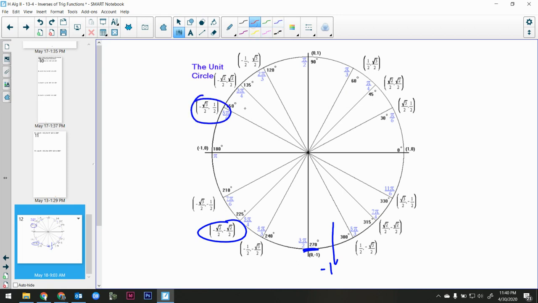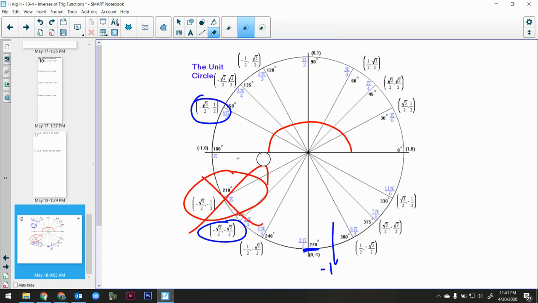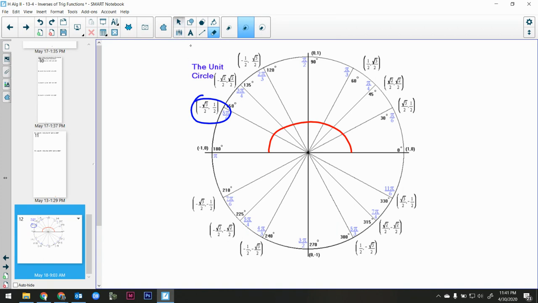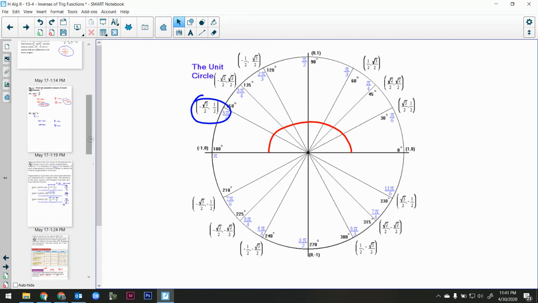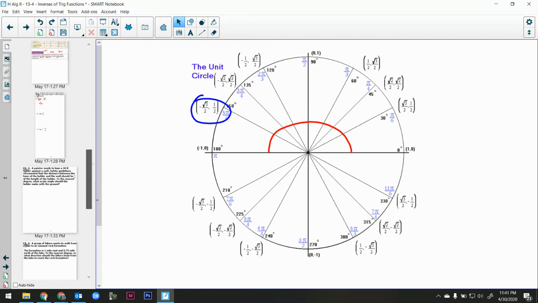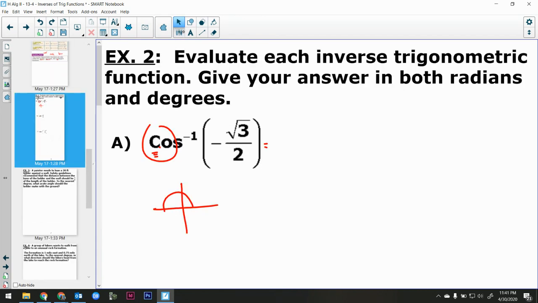Now you may say, oh, but I see it down here. Well, the cosine gets restricted to only the first and second quadrants. This goes away because I want it to be a function. So all of the solutions down there are gone for cosine. This is the only one that I want. This is 150 degrees or 5 pi over 6.